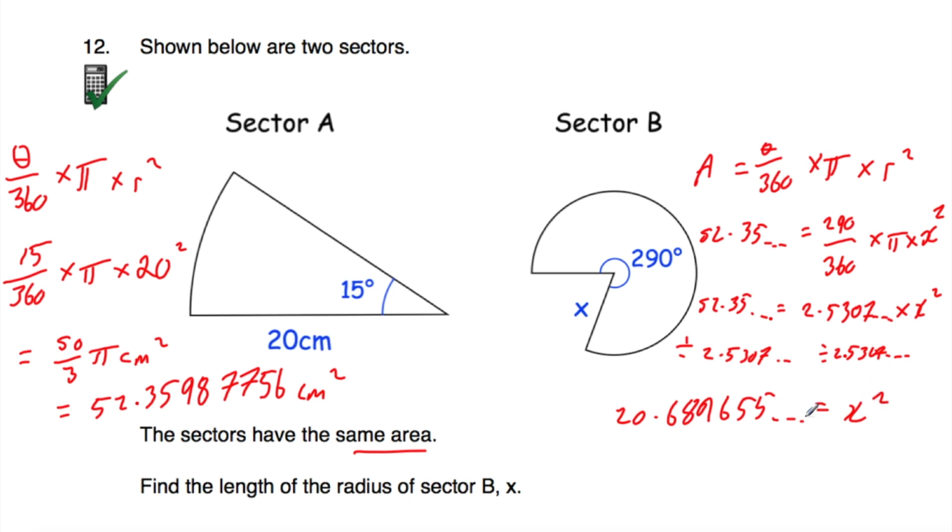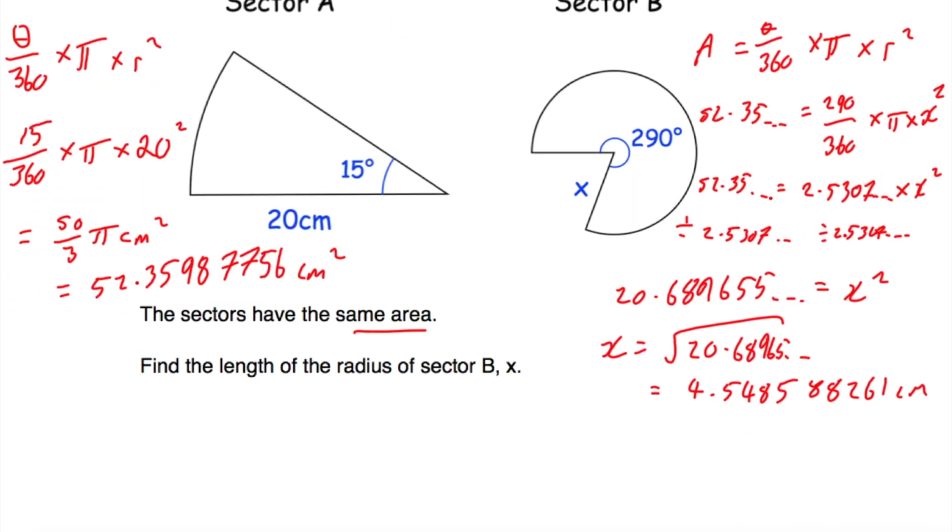Now we don't want the squared, so we're going to square root it. x can just be a positive number, so we don't need to worry about negative roots here. So x is equal to the square root of 20.68965 and so on, and when we do the square root of that, we get 4.548588261. So this length here of x is equal to 4.548588261 centimeters.